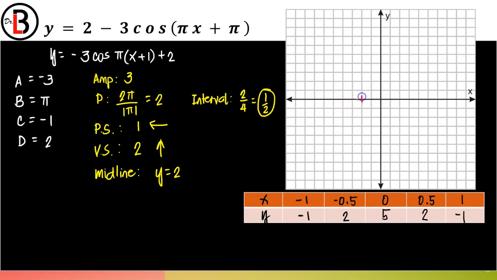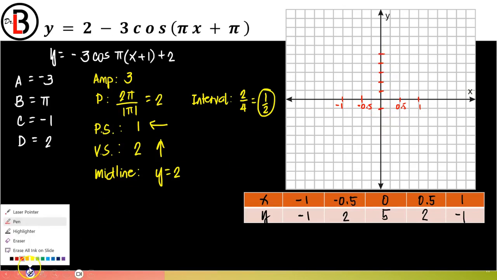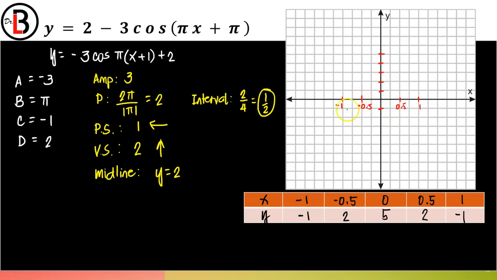So that's negative 1, negative 0.5, 0, 0.5. This is 1. And then the lowest number that you can see is negative 1. The highest is 5. So negative 1, 1, 2, 3, 4, 5. So let's plot those. At negative 1, it's negative 1. So in here, at negative 0.5, it's positive 2. At 0, it's 5. At 0.5, it's 2. And then at 1, it's negative 1.